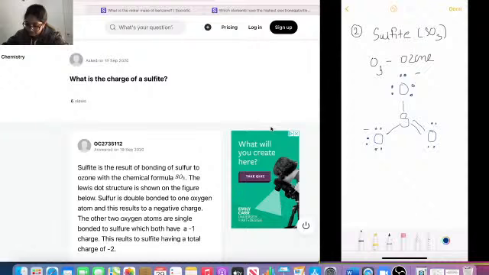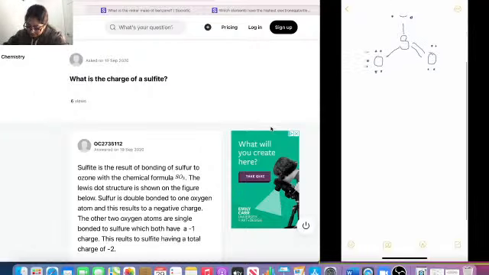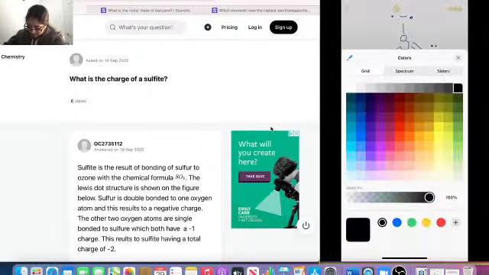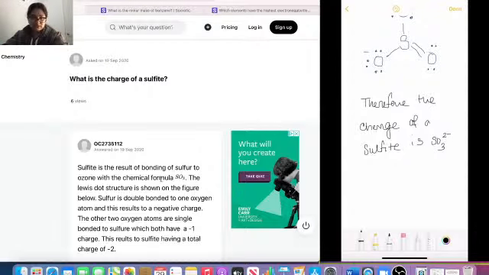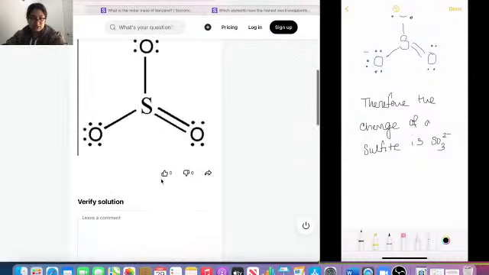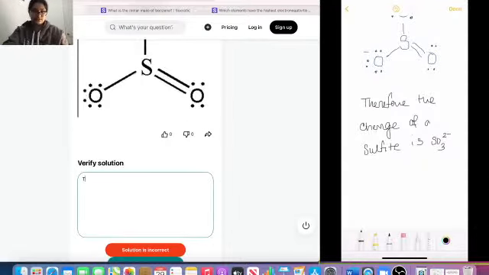And so the result for sulfite, therefore, the charge of a sulfite is, so you can say, SO3 2-. Okay, and this is what they have got here, and this is correct.